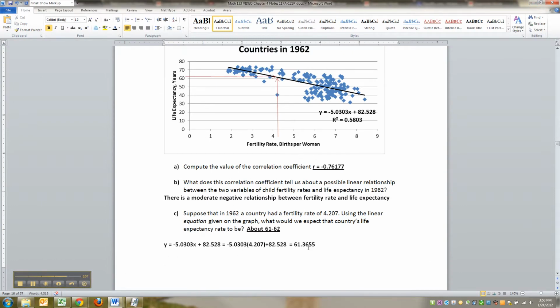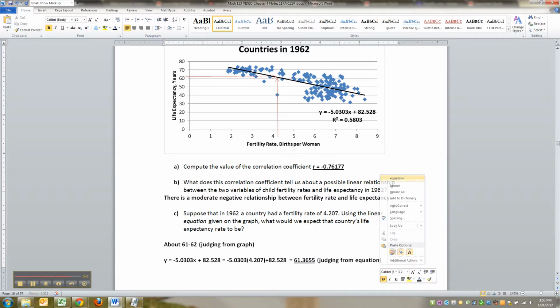So we were right on target with that guess of 61 to 62. But this is what it really is. Hold on. There we go. So this answer is judging from the graph, but this is the answer they were actually asking for. So that's the one I'm going to underline because that's from the equation. I could spell equation.